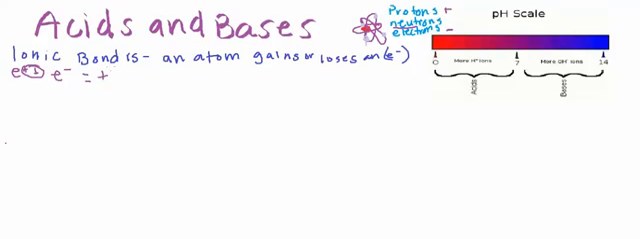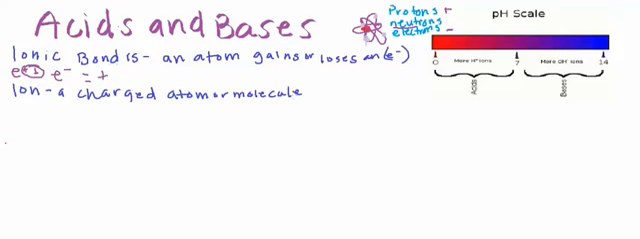Another key vocab word is what an ion is. An ion is a charged atom or molecule. This can be positive or negative, but you use it a lot, especially in chemistry, and it does pertain to the pH scale.